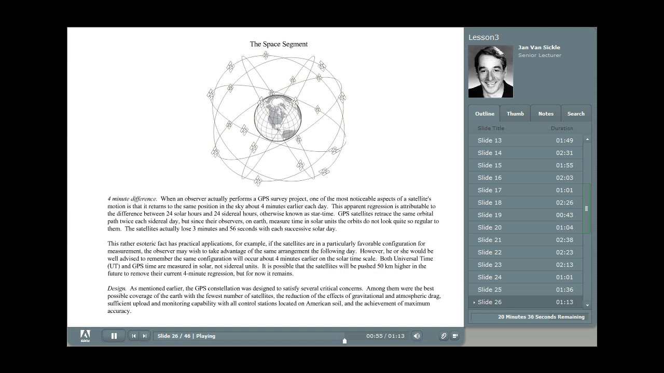Now, the constellation that exists satisfies many of the design characteristics that were required by the Department of Defense. It covers the entire Earth with the fewest number of satellites, and because the orbits are so high, at 20,000 kilometers, the effects of gravitational and atmospheric drag are minimized.